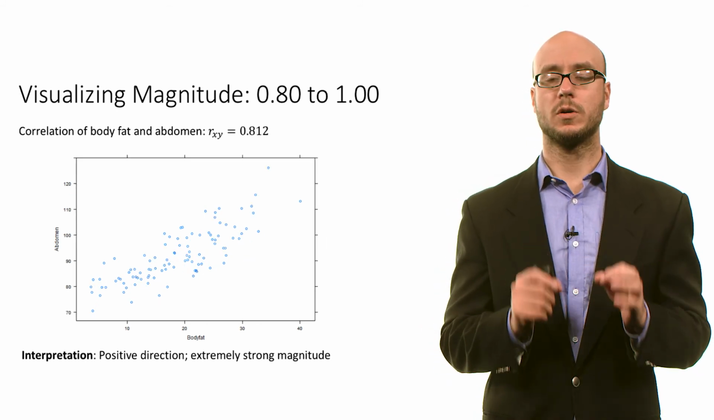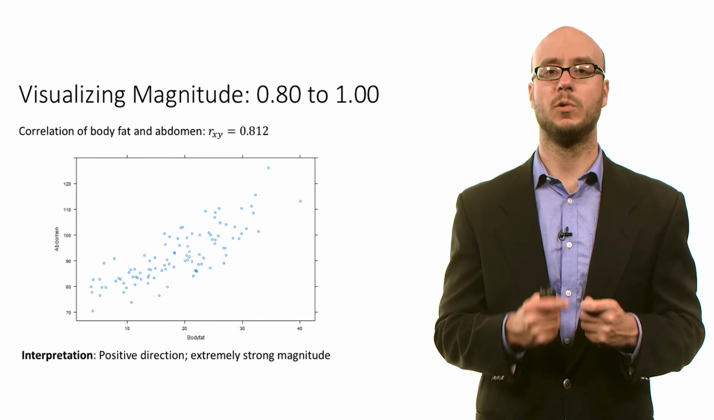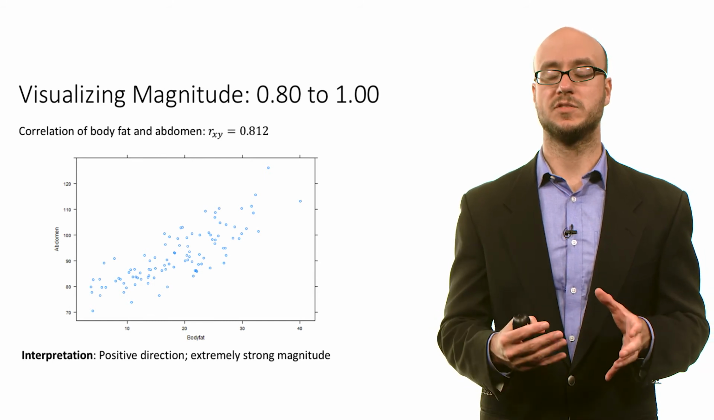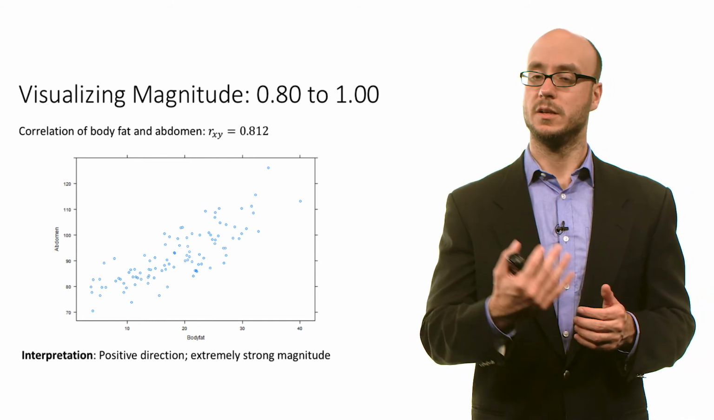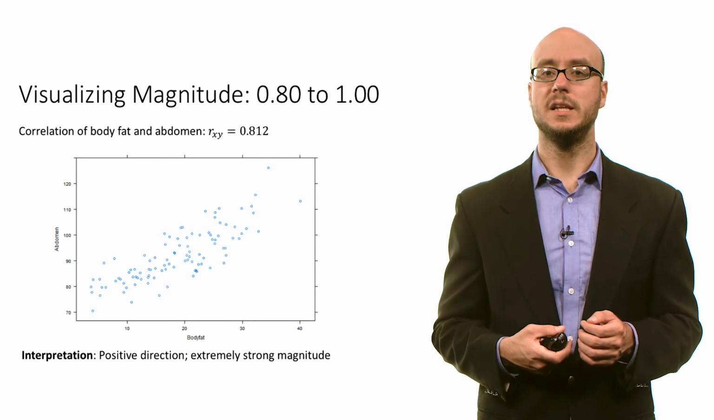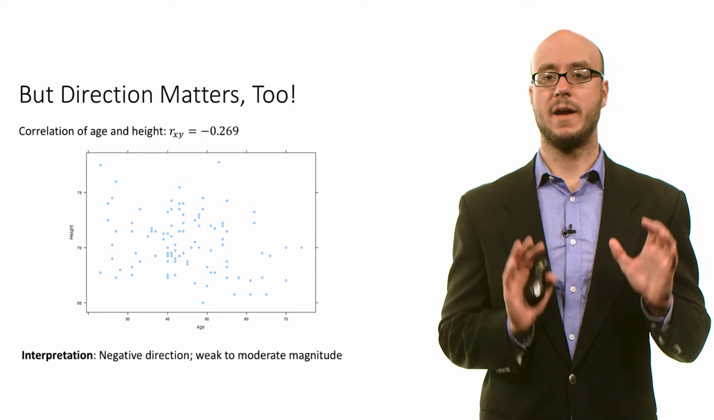If we look at the correlation between body fat percentage and abdomen, we get this value of 0.812. This is an extremely strong magnitude, and it's a positive direction. And you can see that as we get closer to 1, you see a stronger pattern in the scatter plot of data. But of course, direction matters too.